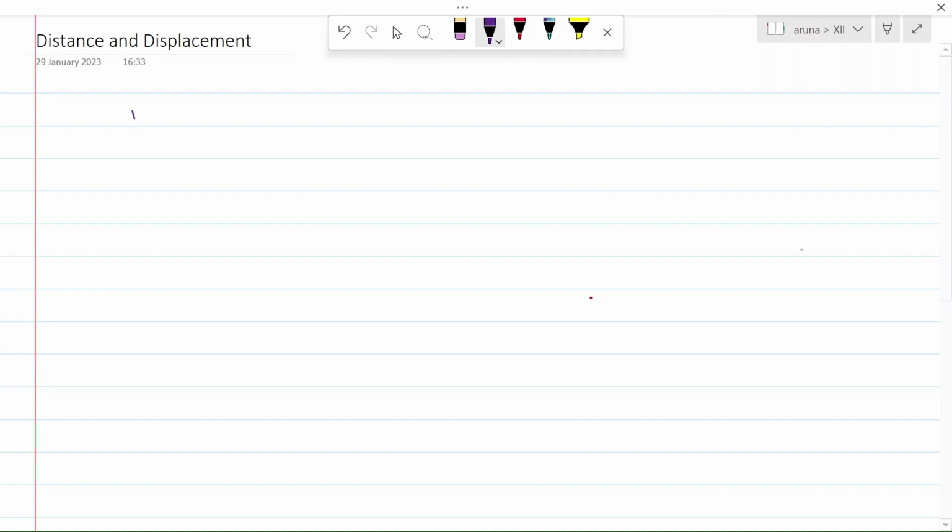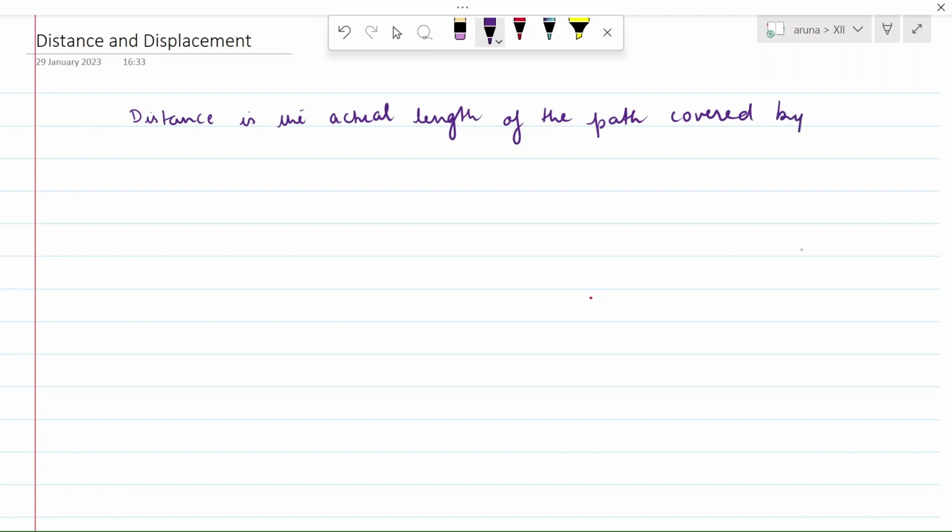By definition, distance is defined as the actual length of the path covered by an object. Since it really doesn't depend on the direction, it is a scalar quantity.